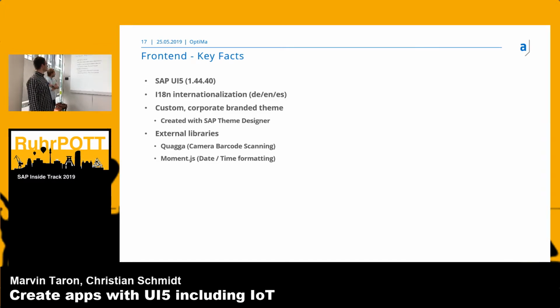We also use two external libraries, which are not sufficiently covered by UI5 itself. We have Quagga.js, which is a barcode camera tool. We've got cameras on the devices which can identify barcodes in the room, and so we can do direct barcode scanning with the camera. And we've got Moment.js, maybe some of you know it. It's for date and time calculations.